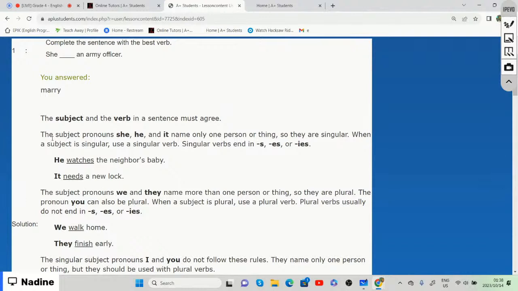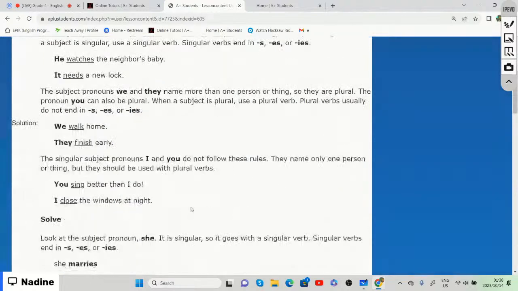All right. And then we see that the subject pronouns we and they refer to plural, names more than one person or thing.